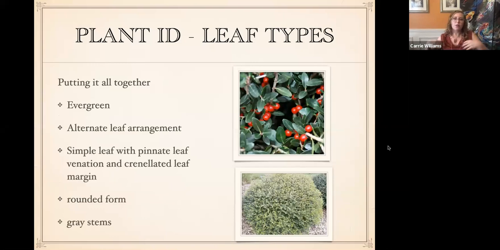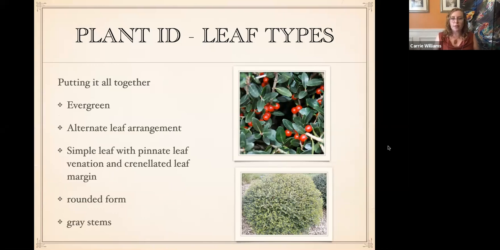All right, so all of this terminology that we've used, let's put it all together. Let's say we've got this plant here. Here's a picture of the leaf close up, and we've got the whole plant right here. So if we look at it, we have figured out maybe it's January. So we know it's evergreen, so that's going to rule out all of our deciduous plants.